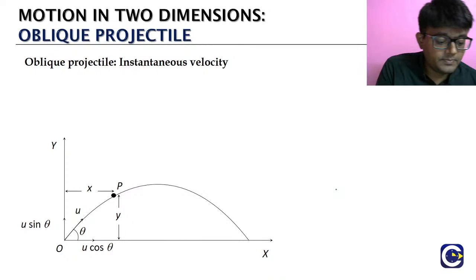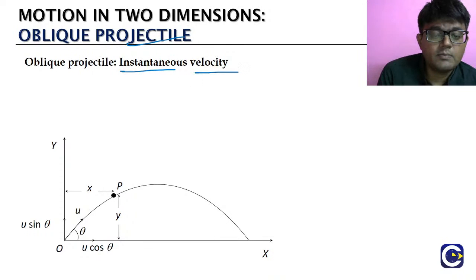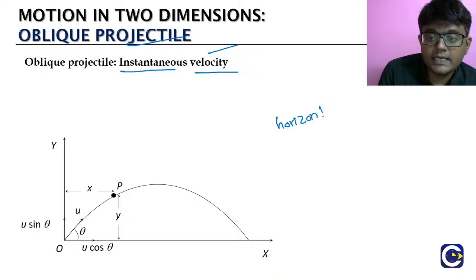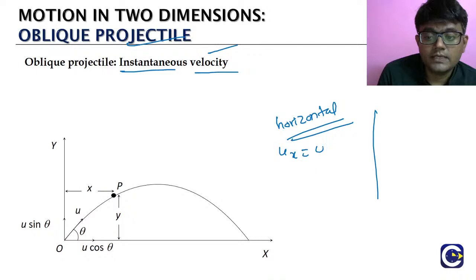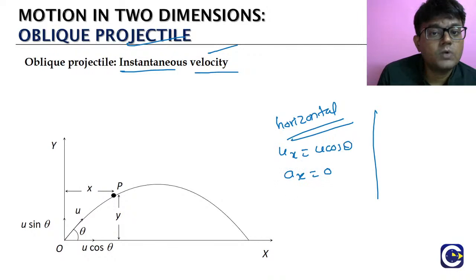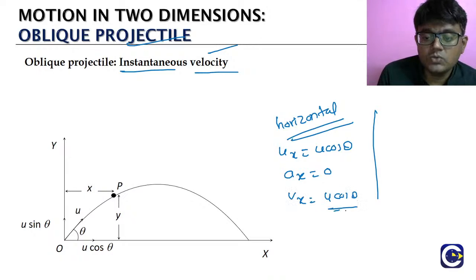Another concept, look. We are going to look at what is the instantaneous velocity. Instantaneous velocity, what is it? Because on the horizontal side, the velocity will always remain constant. Why? In the horizontal direction, the acceleration value is 0. So always the velocity will be constant. Its value is u cos theta.